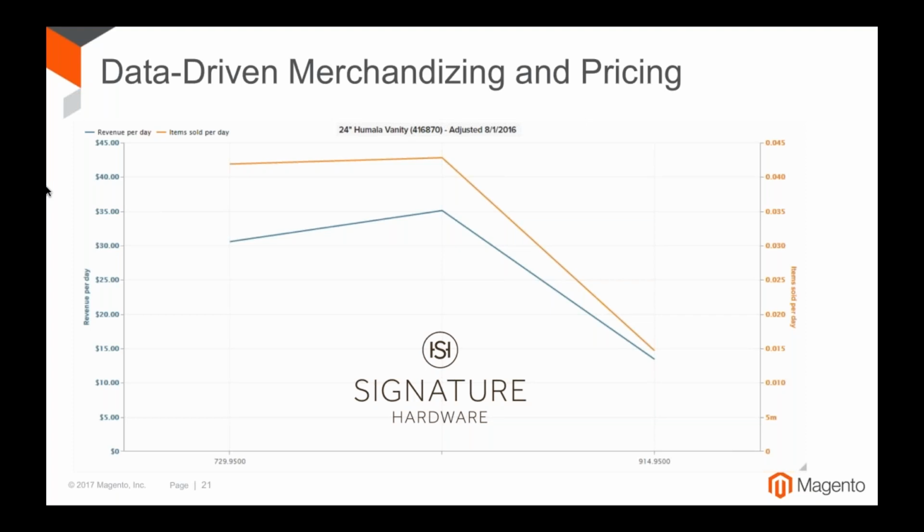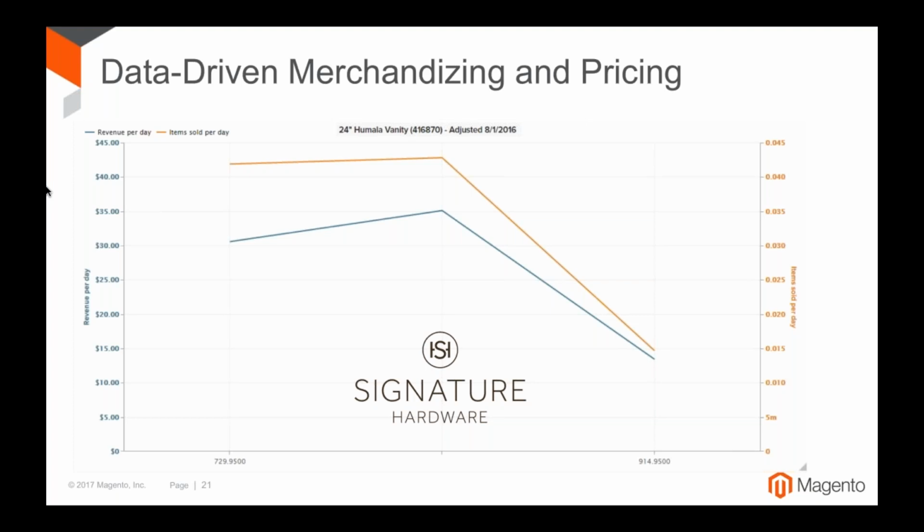So one of our clients, good friends over at Signature Hardware, were nice enough to share this data with us and allow us to present it at shop.org last year. And this is a really great case study around something that you might be able to do right inside of Essentials. They had this item that they were selling at a relatively high price point, about $730. It was a vanity. Signature Hardware sells home features and fixtures and furniture on the internet.